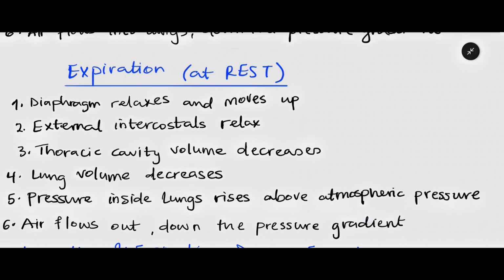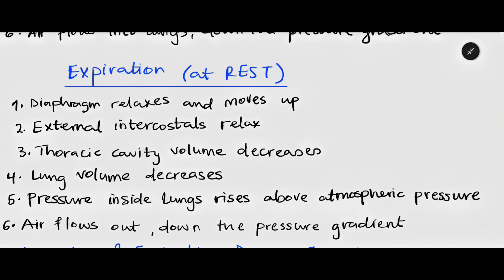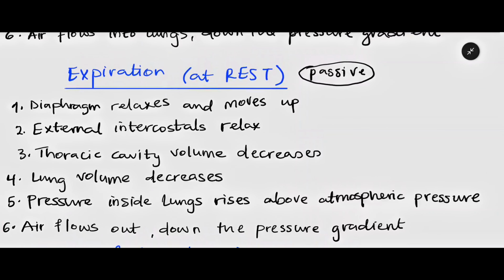Now, let's look at expiration at rest. Expiration at rest is not an active process like inspiration at rest. Instead, it's a passive process, which means it doesn't need any major muscle contraction. So what happens during expiration at rest? 6 steps again. The diaphragm relaxes and moves up. The external intercostals relax. The thoracic cavity volume decreases. Pressure inside the lungs therefore rises above atmospheric pressure because the lung volume has also decreased, and this causes air to flow out of the lungs down the pressure gradient.